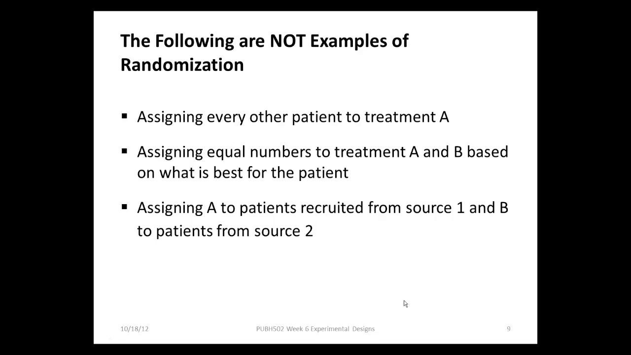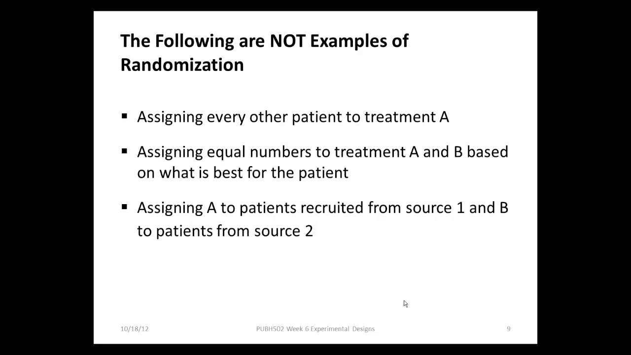So some things that are not randomization or random assignment. You can't just do every other patient, A, B, A, B, A, B, and you can think about which rule that violates. You obviously don't want to say, oh, well, these kinds of patients I want to be in treatment A, and these kinds of patients I want to be in treatment B. That violates all sorts of assumptions about your experimental design.